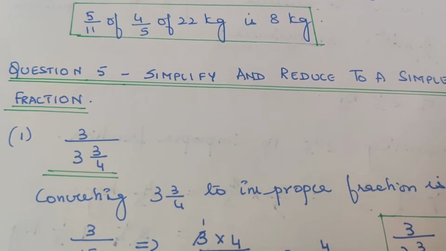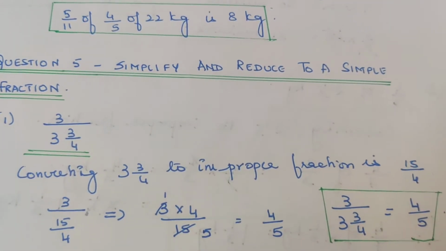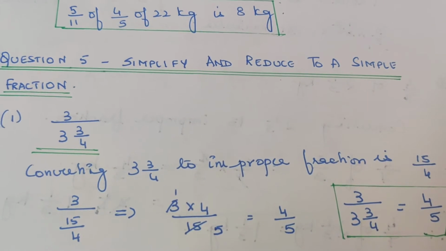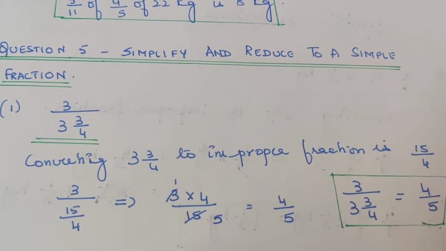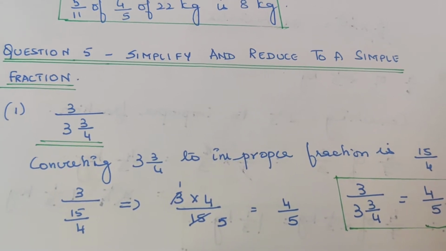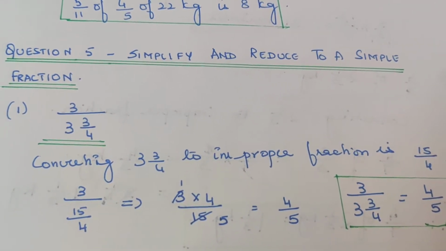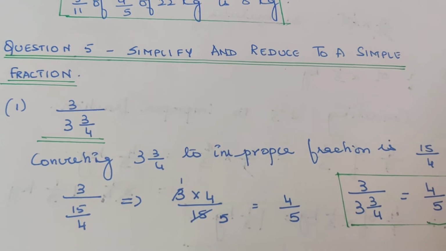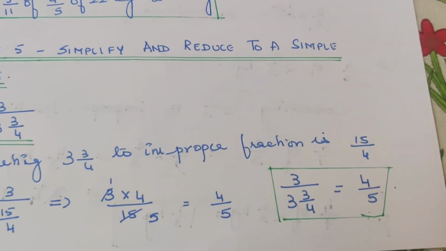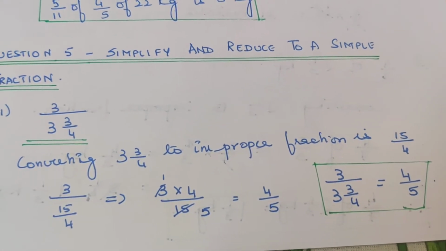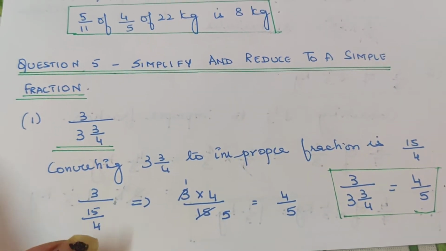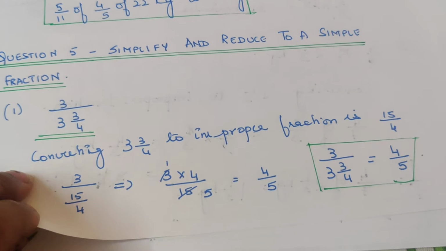Now converting 3 by 4 to improper fraction, we get 15 by 4. Therefore 3 by 15 by 4 is equal to 3 into 4 by 15. I'm just getting the denominator to the numerator. So it becomes 4 by 5. Therefore the answer is 4 by 5. I'm just pausing for a few seconds for you to understand it.